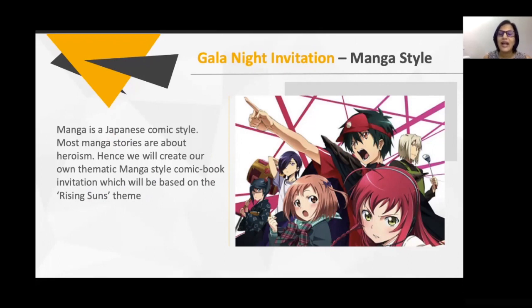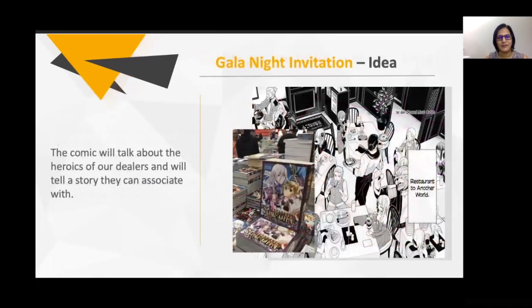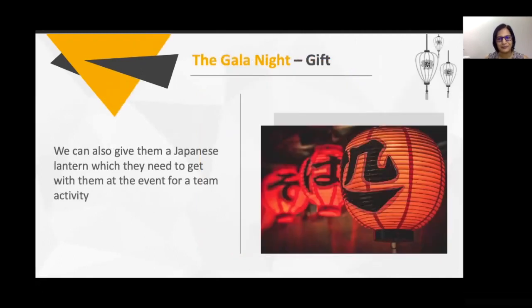Okay, so we had suggested that the invitation of the gala night would be a manga style Japanese comic book. And this comic will talk about the heroisms of our dealers. So again, it's not manga for the heck of doing manga, but manga is all about heroic stories. So we wanted our heroes, our dealers, to feel special, right? So we asked them, okay, now switch on the shine because you are the heroes of this switch brand. Okay, so there was again an instant connect. That's why we suggested this theme.